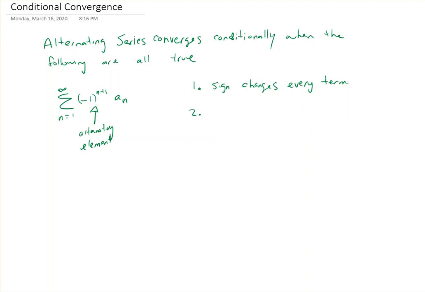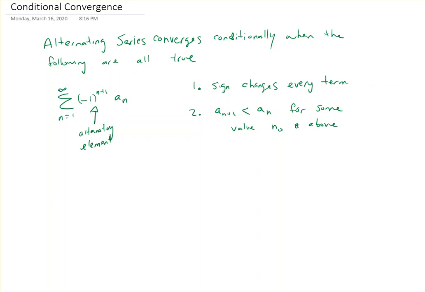Two, that the absolute value of each term, well, I should point to the a sub n here, because here the a sub n is always positive because we have the alternating element in front. So each term is less than the previous term for some value n0 and above. And what does that mean? Well, it means that there has to be some place where it starts to get smaller.